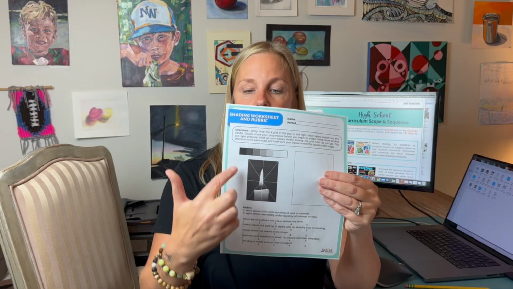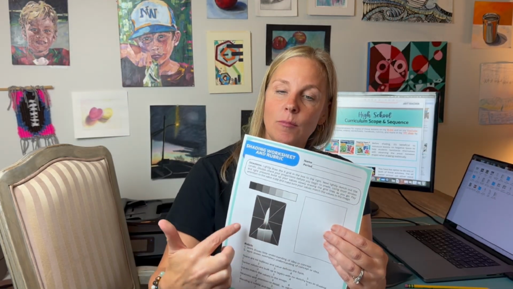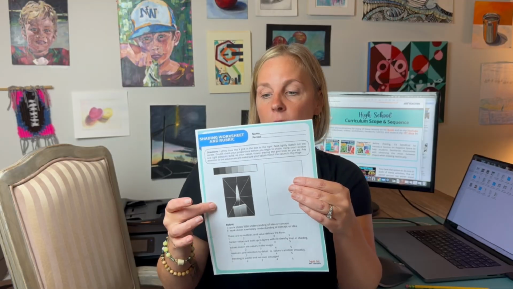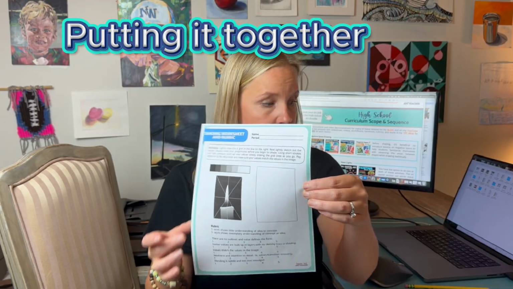And then we do a worksheet that combines, again, the X-grid and drawing first. So they've already learned that. They've just learned value. They've isolated the skill on the worksheet. Now they're putting them together on a practice worksheet. And then they would do the final project.